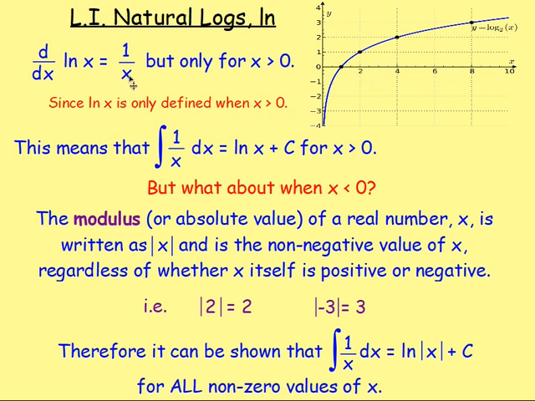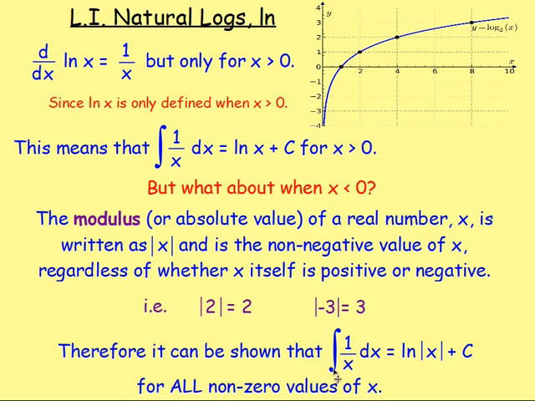This means if you go back the way and you have 1 over x and you integrate, you will get ln x, but only when x is bigger than 0. So what do you do when x is less than 0? Well, that's when we bring in what's known as the modulus, or the exact value of a number. And that is denoted by writing the number with these modulus signs. And it's the non-negative value of x, regardless of whether x itself is positive or negative. So the absolute value of 2 is 2. The absolute value of negative 3 is, forget the negative, is just 3.